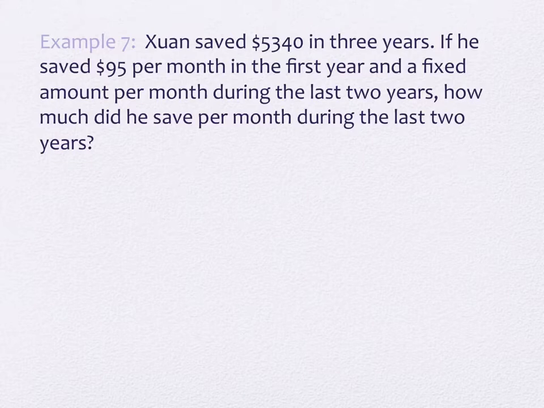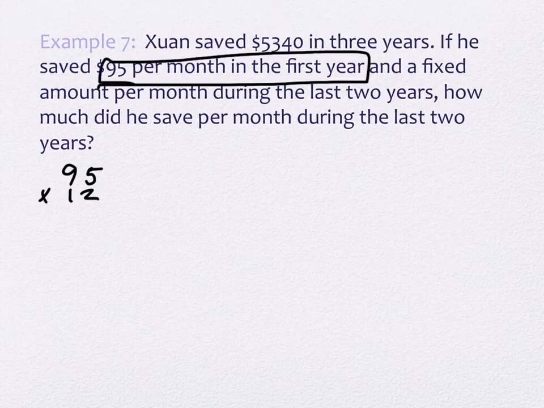All right, so we've done problem solving in this class. There's more than one way to solve problems a lot of the times. When you're reading this and you're looking at it, what do you think you might try first? Okay, so why 95 times 12, Brianna? Because that's what he saved per month in the first year. Fantastic. So the first year, there, $95 per month in the first year. That's the piece that we started with, and I agree with you. I think that's a good place to start.